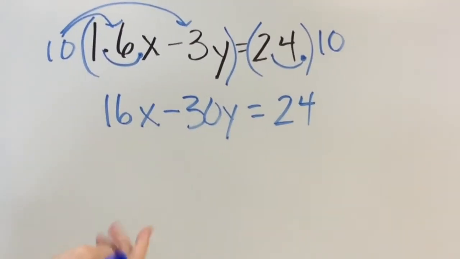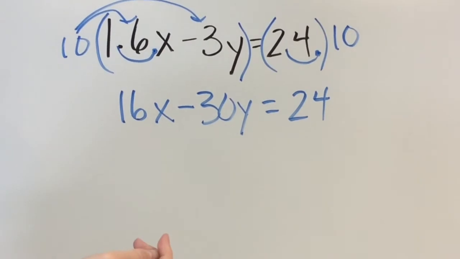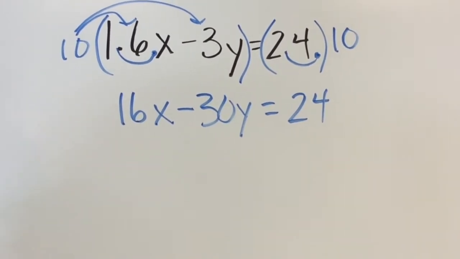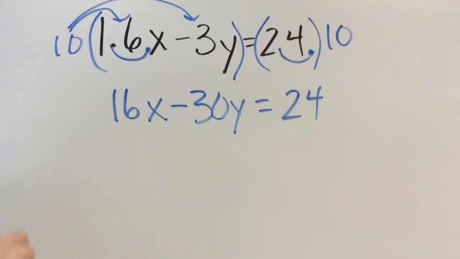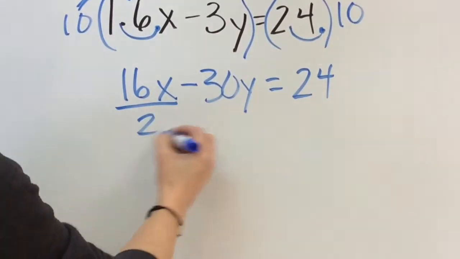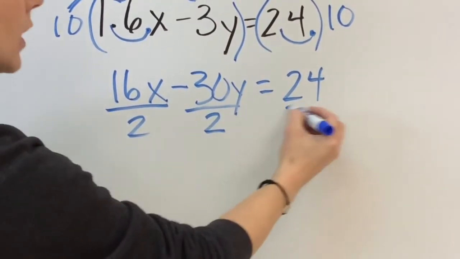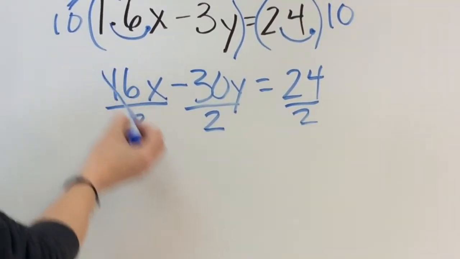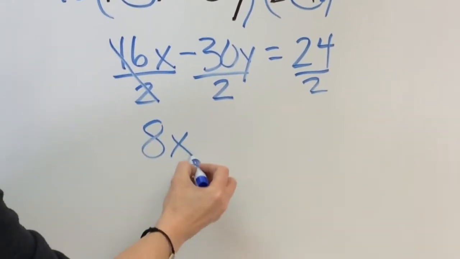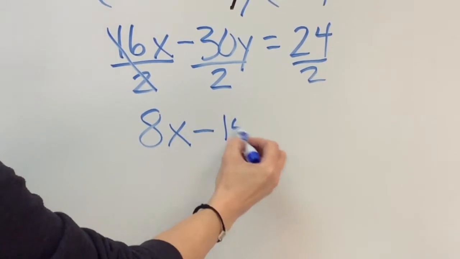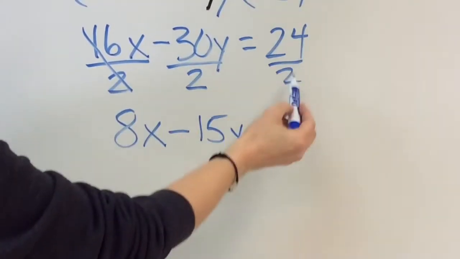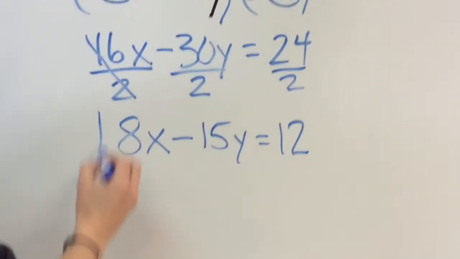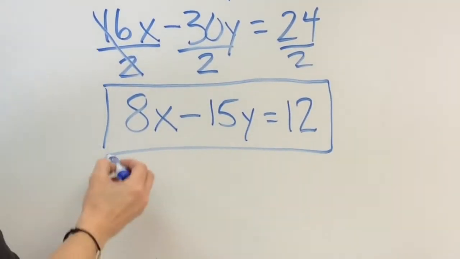Now I want to check to see that my equation is simplified. And I notice here that 16, 30, and 24 are all divisible by 2. So I'm going to divide everything on the left of the equation by 2 and everything on the right by 2. So that's going to make this 8x minus 15y. And on the right here, my c value is going to be 12. So now I have this equation written in standard form.